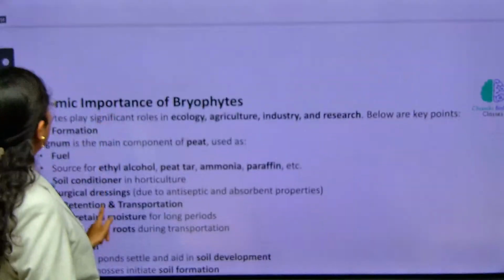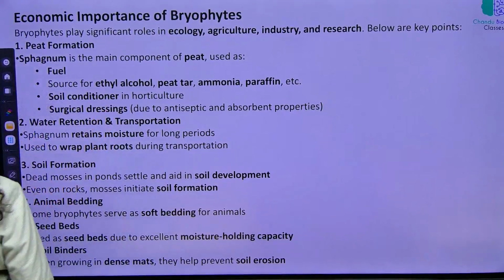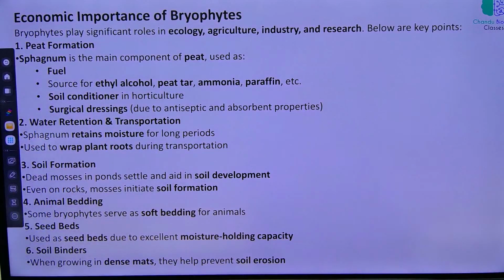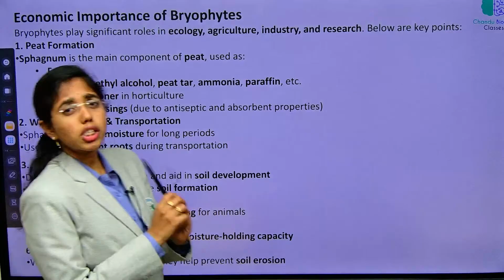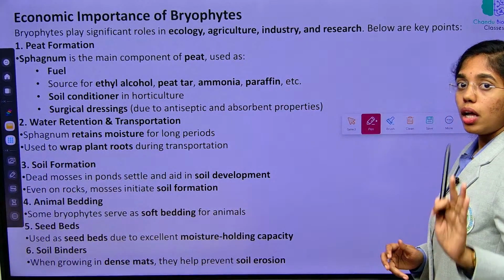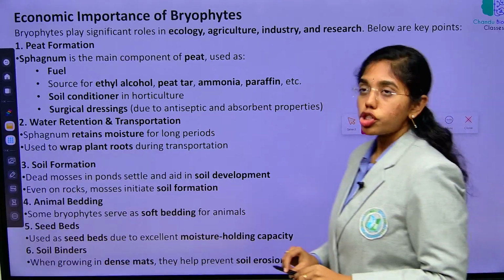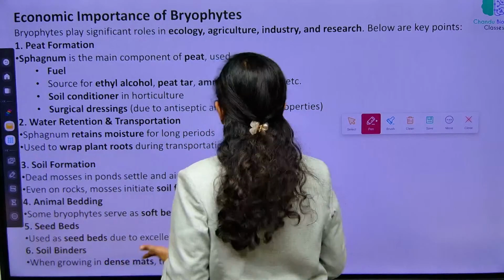Next, economic importance in bryophytes. The primary most importance is peat formation. Look here, Sphagnum, which is a bryophyte, is also addressed as peat moss, cotton moss, or bog moss.